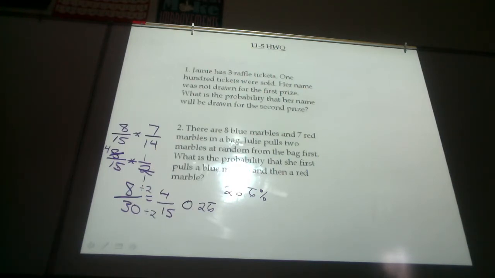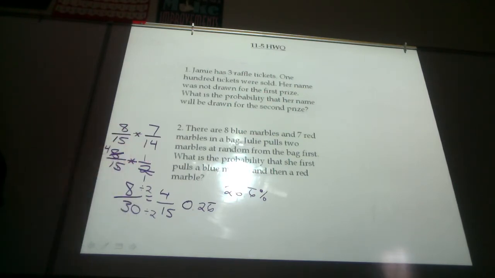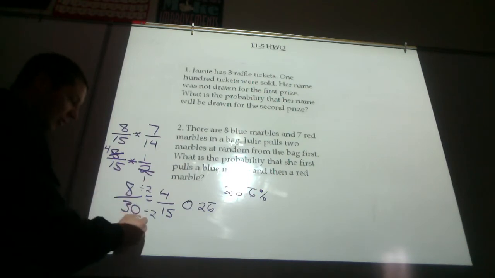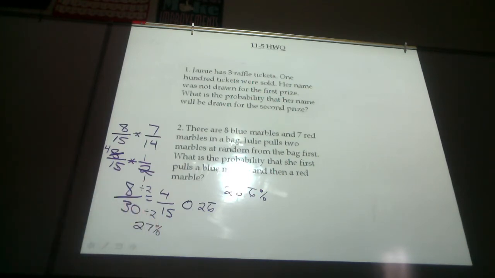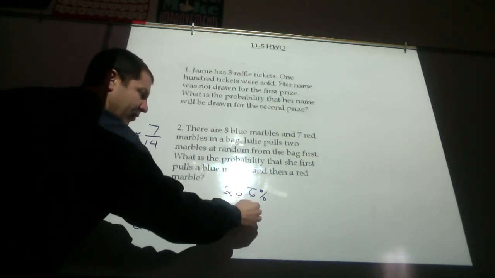Okay, doesn't matter. If we wanted to round this to the nearest percent, what would the answer be? 27%. Is that right? Yeah. Okay, so we could say 27% to the nearest percent. How about if they said to round it to the nearest tenth of a percent? What would the answer be? 26.7%. That's to the nearest tenth of a percent.